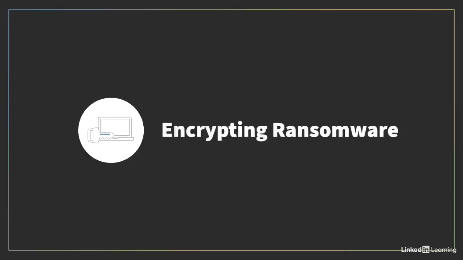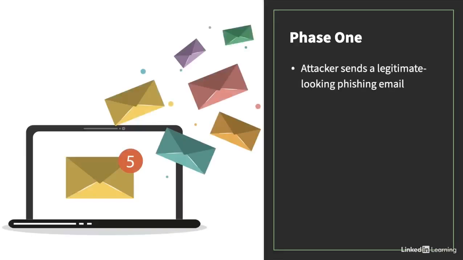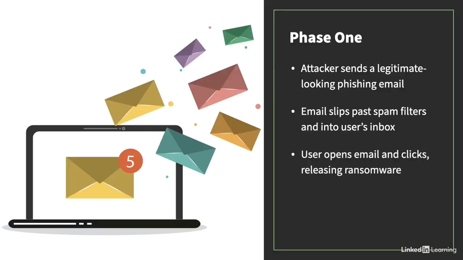Let's step through the process of how encrypting ransomware works. With Phase 1, the attacker sends a phishing email that appears legitimate. The email slips through the spam filters and enters the user's inbox. The user then opens the email and clicks, releasing the ransomware variant.